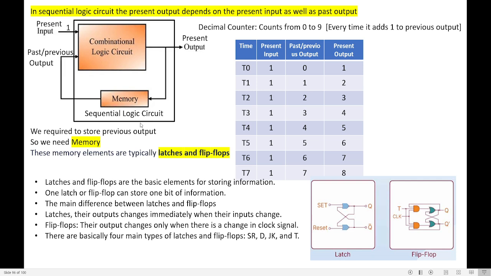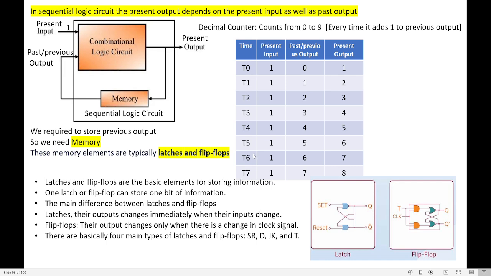Let us see an example of a counter. Let us imagine this sequential logic circuit to be a counter. Okay, there are two inputs, we know. The output depends upon present input and previous output. Make sure that for the counter at time t0, it means initial time, first time, my previous output will be 0. We don't know what was the previous output. So initially previous output would be 0.